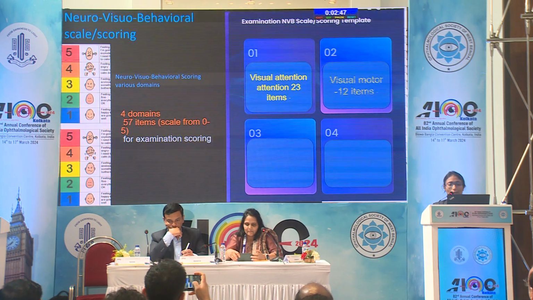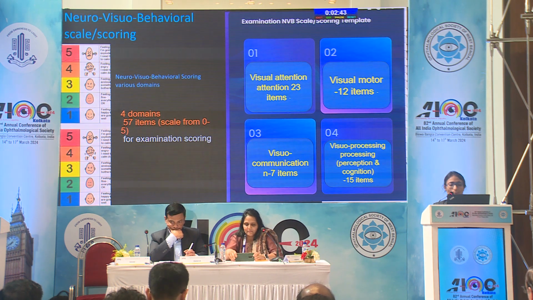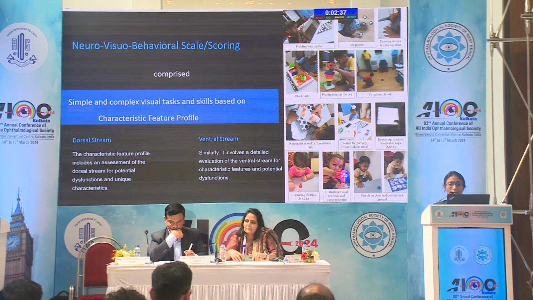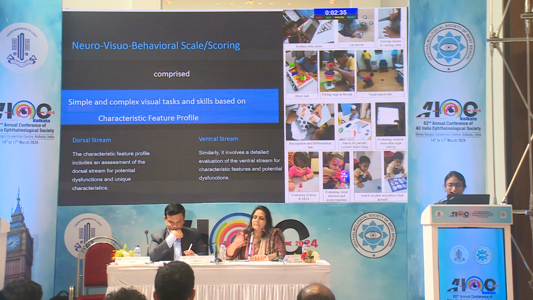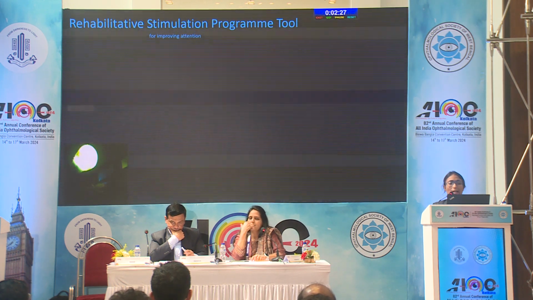The NVB score had 4 domains: visual attention, visual motor, visual communication, and visual processing, along with 57 items. It comprised simple and complex visual tasks and skills based on characteristic feature profile, which was dorsal and ventral stream. The rehabilitation toolkit comprised a basic visual stimulation program, complex visual motor skills, simple motor tasks, and visual perception skills.